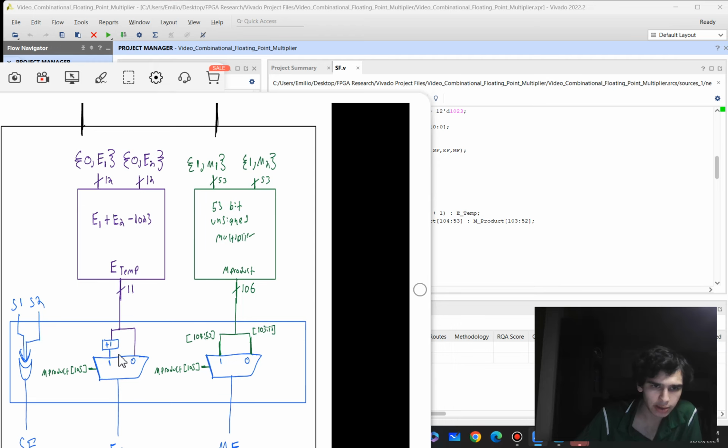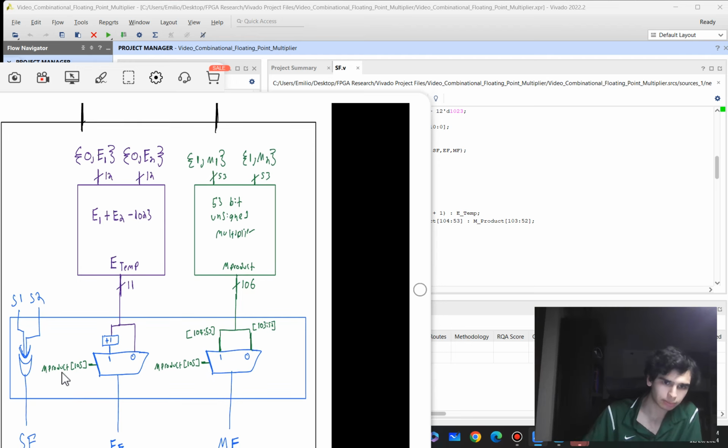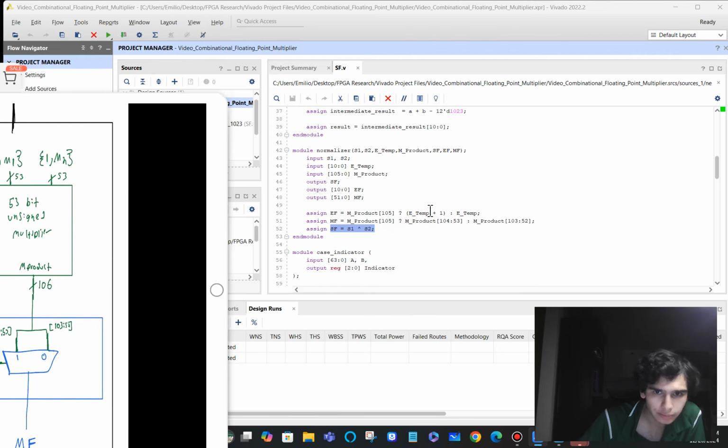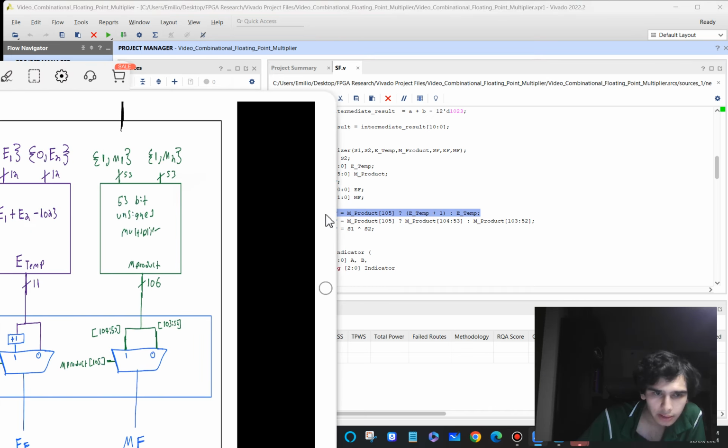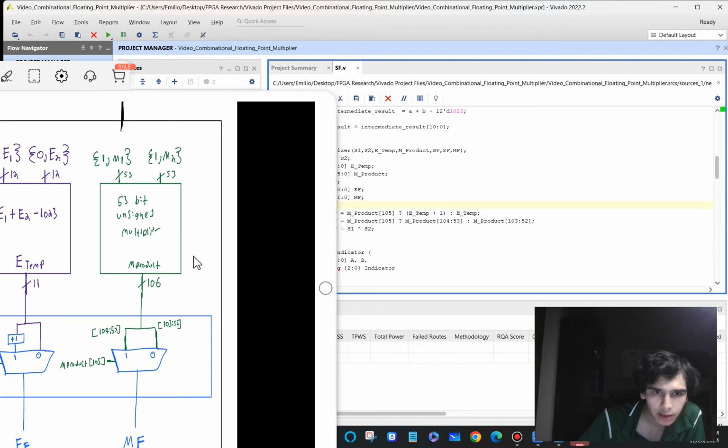So there's going to be two cases where E temp is coming in. If the most significant bit of end product is 1, we're going to want to add 1 and then pass it through. If it's a 0, then you just use it directly. So that is implemented here.